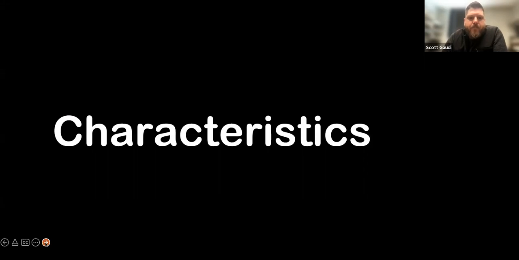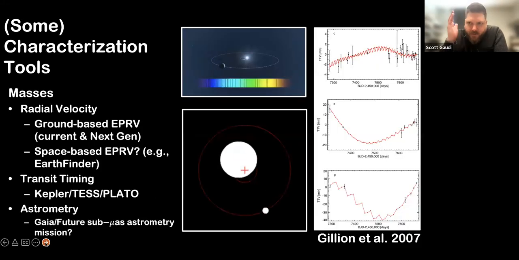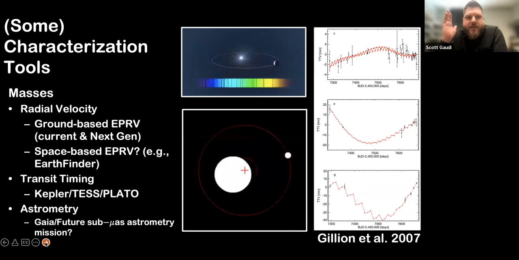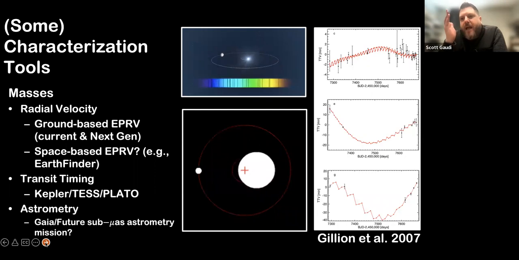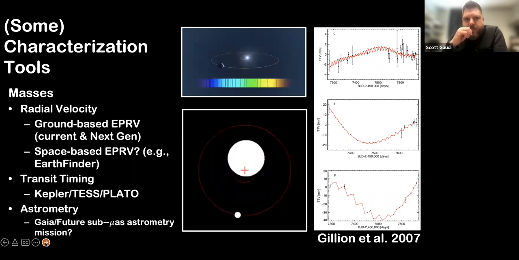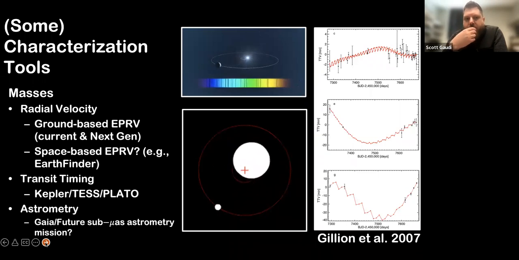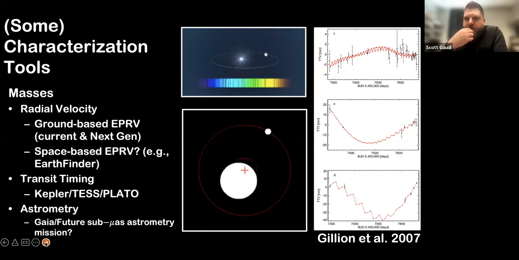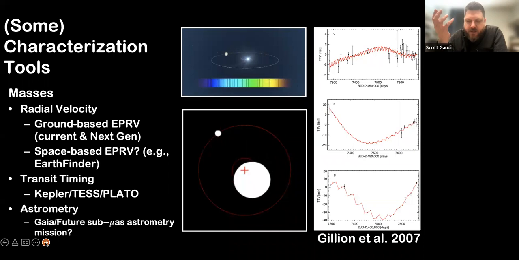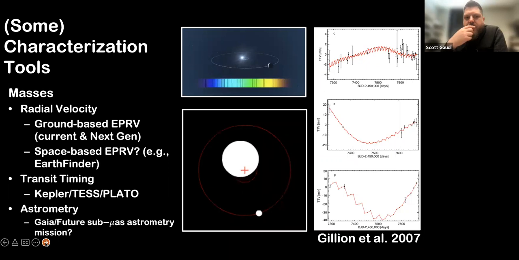Okay. Quickly moving on to characteristics. This could be many talks in and of itself, so I'm just going to be relatively brief. First, we like to measure masses. Masses we think are one of the fundamental properties of exoplanets. We don't have very many tools at our disposal to do so. And for nearby stars, basically we have radial velocity and astrometry. So we have current EPRV instruments, including a new next generation that have recently come online, and I'll mention those in a little bit.